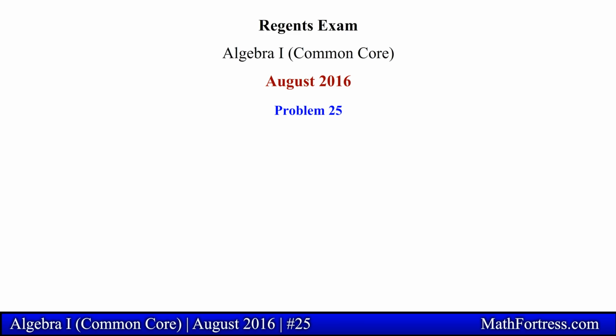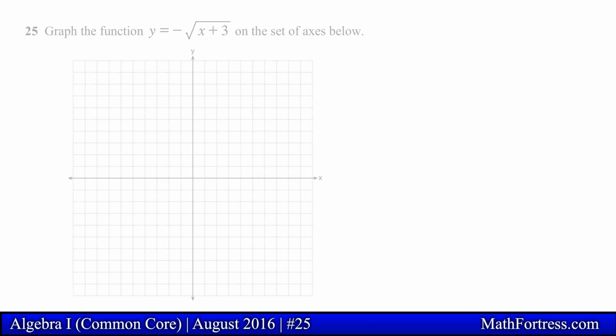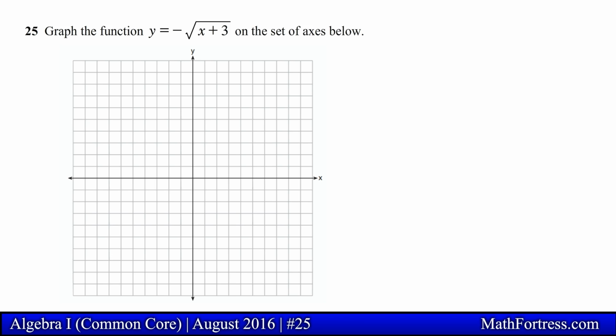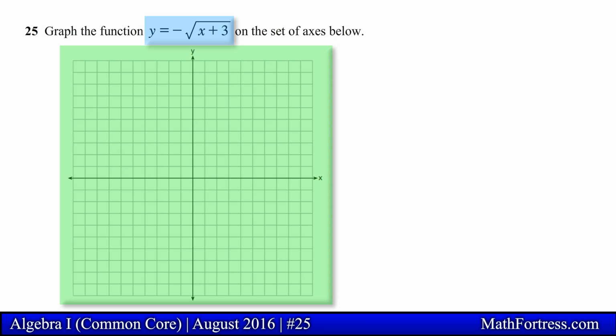Regents exam, Algebra 1, August 2016, problem number 25. Graph the function y equals negative square root of x plus 3 on the set of axes below. In this problem, we are provided with the equation of a function along with a coordinate axis. We are asked to graph the function on the axis.